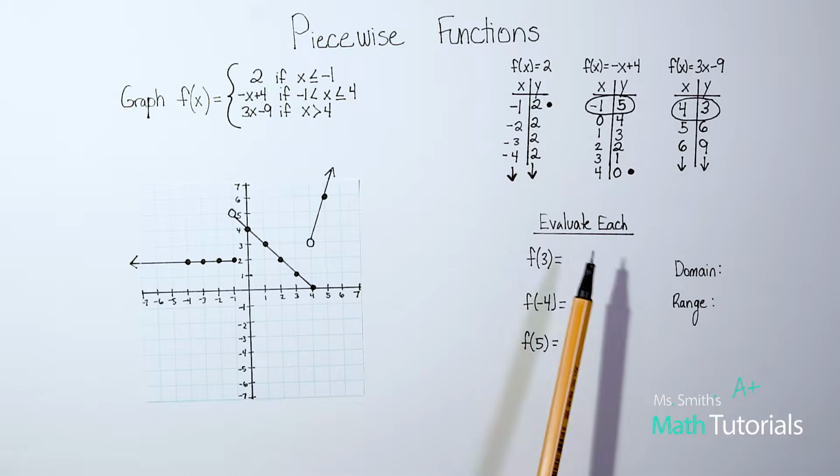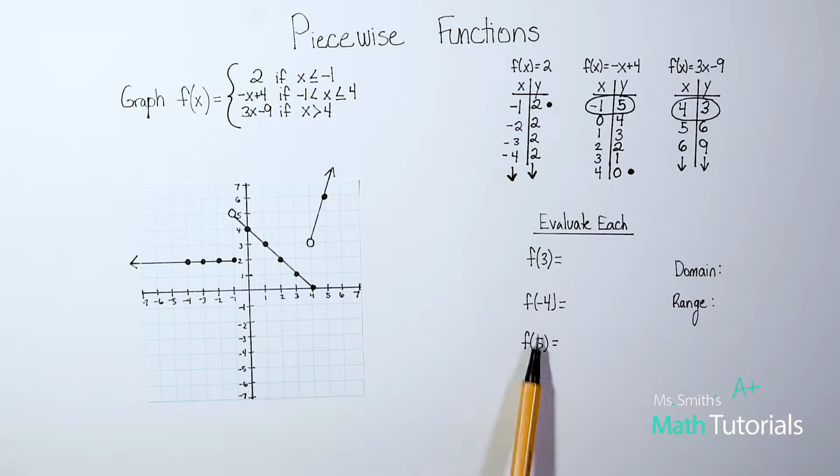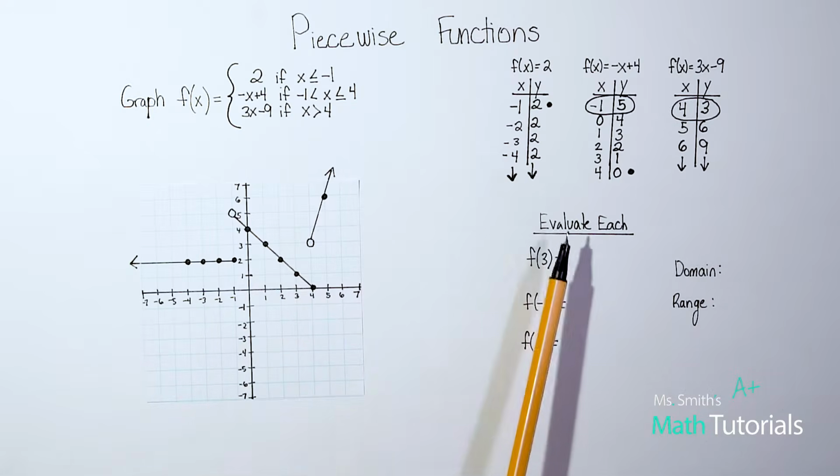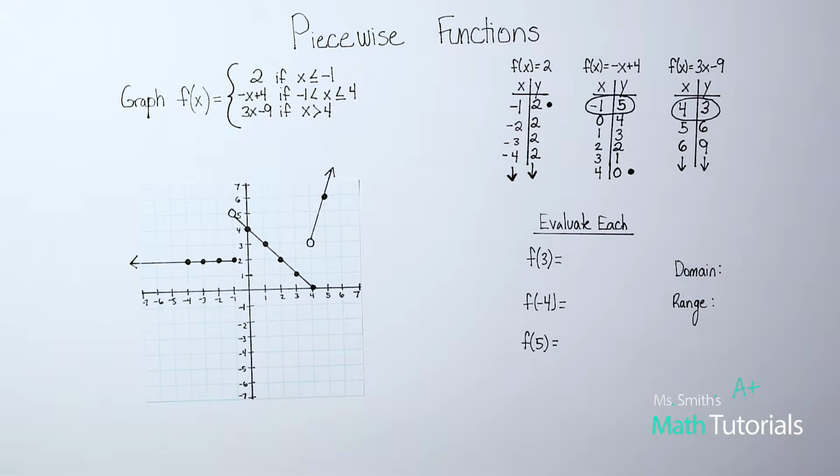So we're finally ready to evaluate these, and there's really two ways to go about it. You could either evaluate them using the equations, or we could evaluate them using the picture. And what we're going to do in this video is we're going to do both. So we're going to first evaluate it using the equation, and then we're going to double check it on the graph.